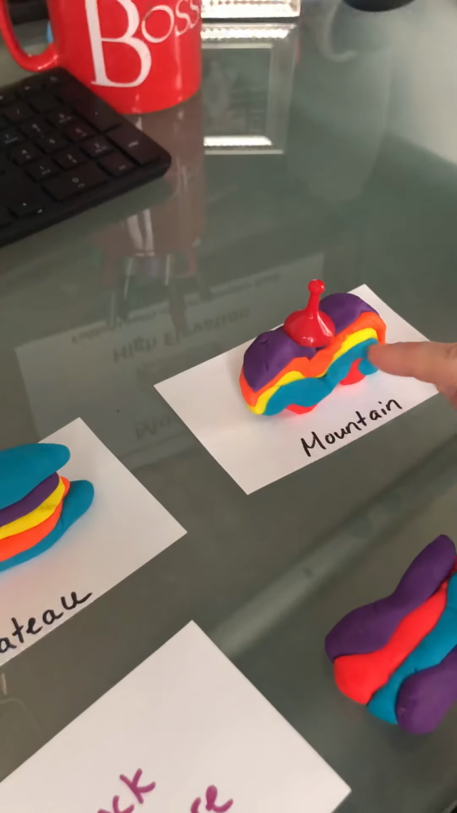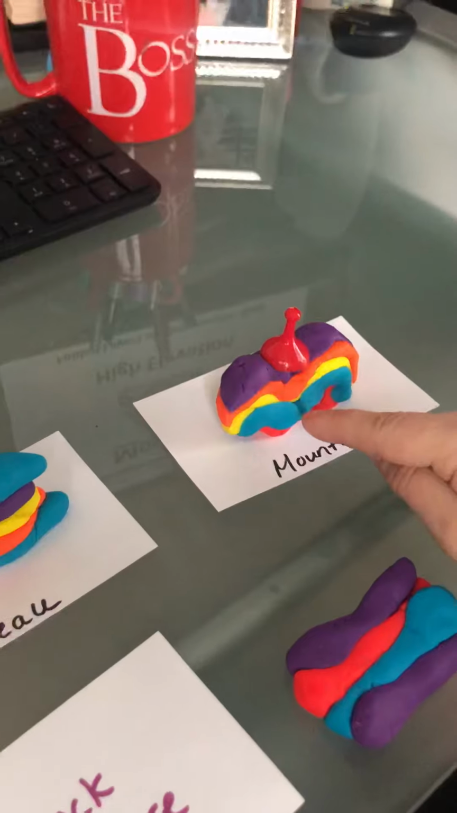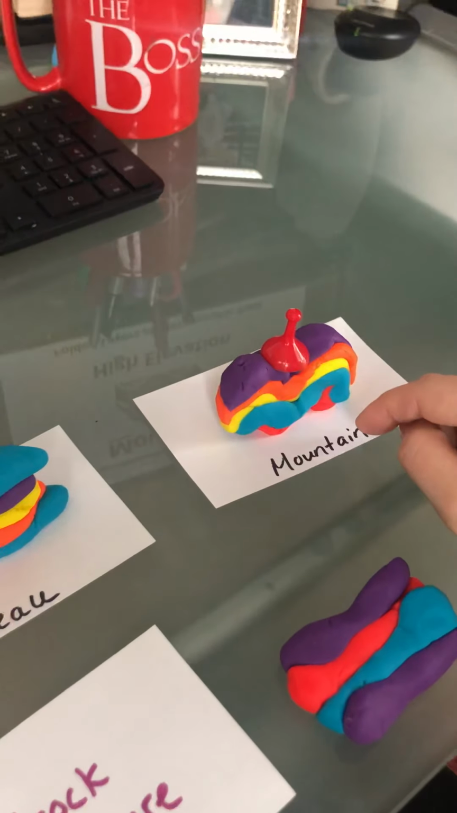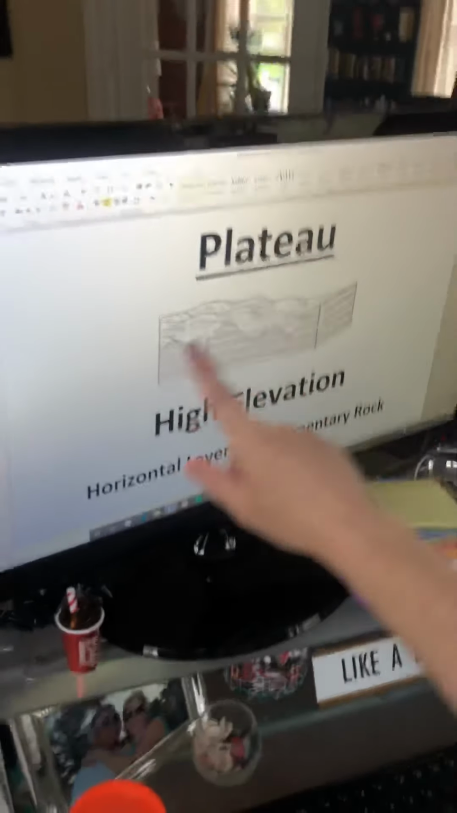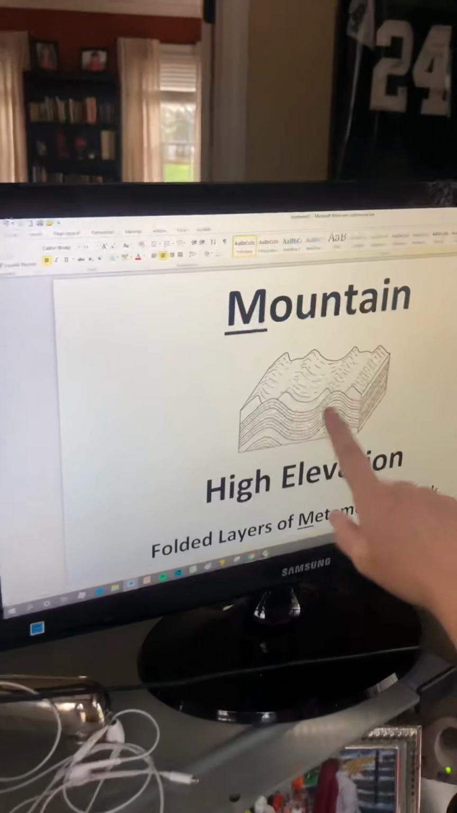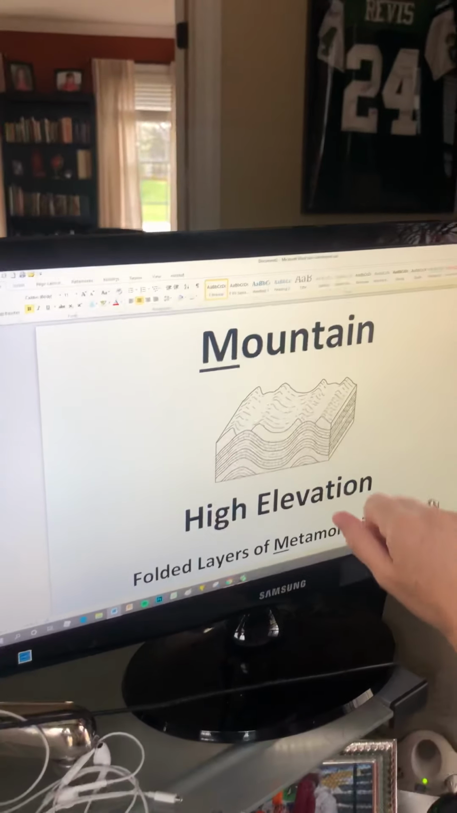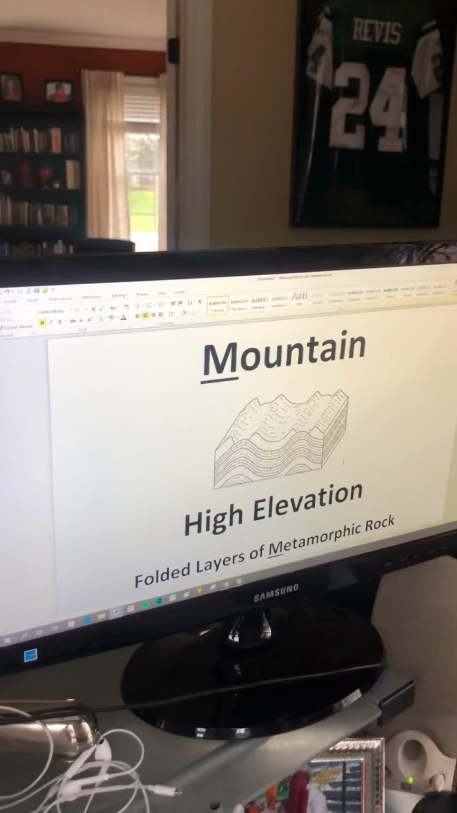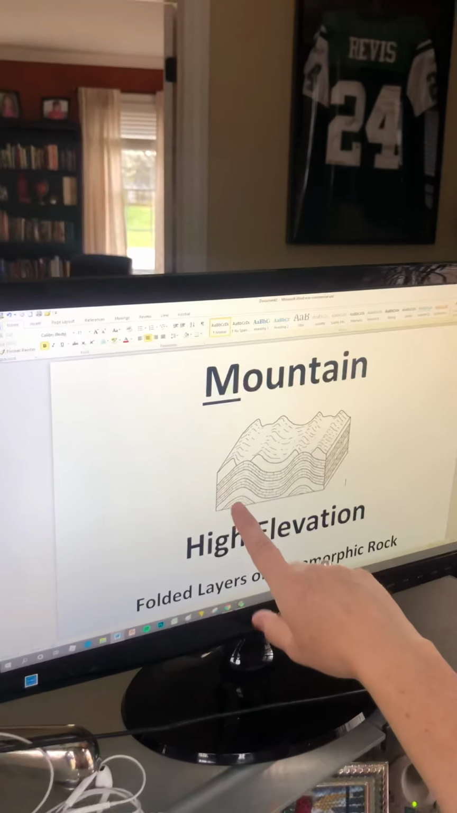It kind of looks like an M for mountain. Well, the other M for mountain stands for metamorphic rock. If we look up here, here's our plateau. It has lots of horizontal layers, high elevation, and we have our mountain, which again, you see that M-like structure. The bedrock has been distorted by heat and pressure, which we're going to learn about later. And this is our mountain.